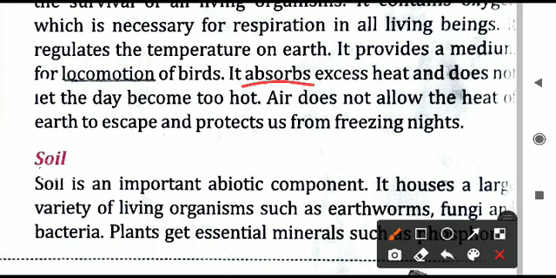Also, another thing, it absorbs the excess heat and does not let the day become too hot. Extra heat is absorbed by the air. That you should already be knowing. So that is all. It also helps in the regulation of temperature. That is what they have told about this.